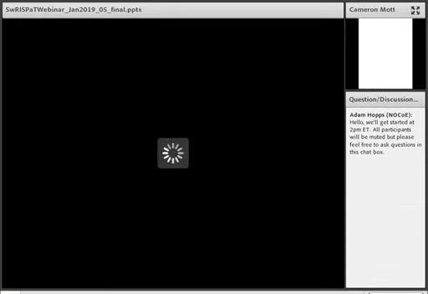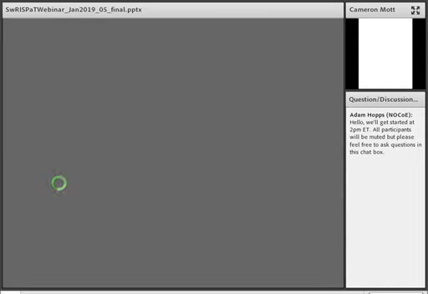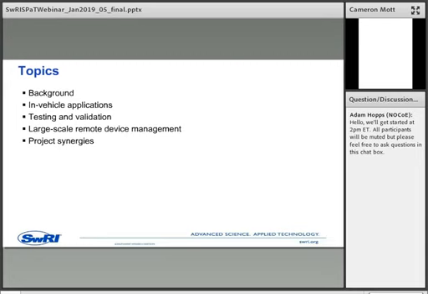Cameron, it's yours. Thank you very much, Taiming and Steve. Sure appreciate that. As Taiming mentioned, I'm Cameron Mott from SWRI, and I'll be presenting on our efforts to enable large-scale SPaT challenge deployments, specifically focusing on our project with GDOT in Atlanta, Georgia.